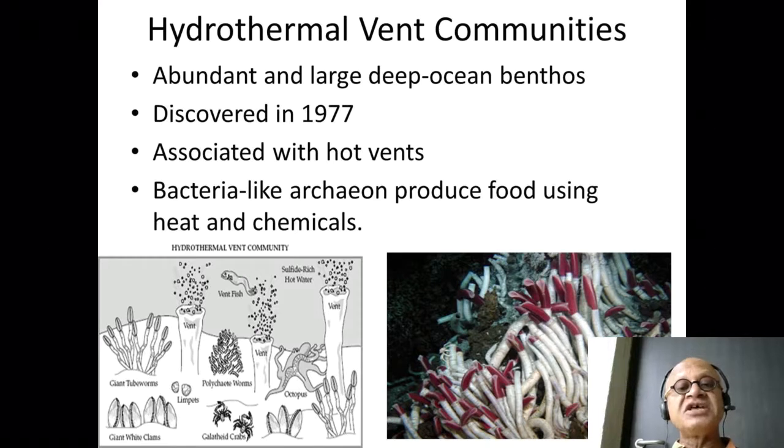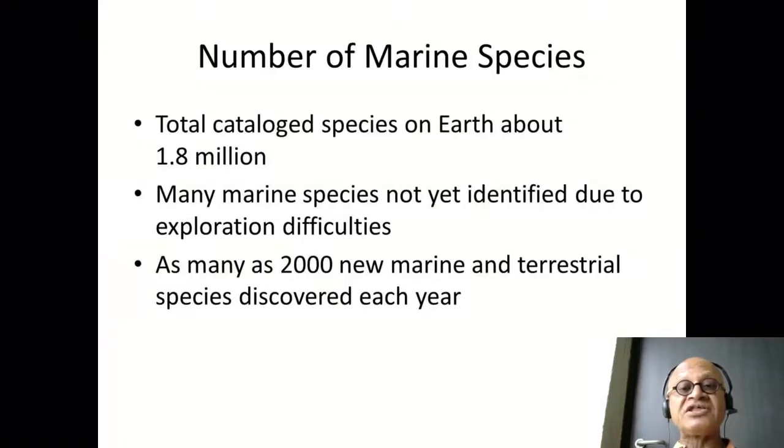So they're associated with hot vents, so energy has to come from below. And there are bacteria like archaeons that produce food by using heat and chemicals. So remember, there is no light here, so there is no photosynthesis, but there is chemosynthesis. So we will look at the chemosynthesis equation later on in the next chapter.